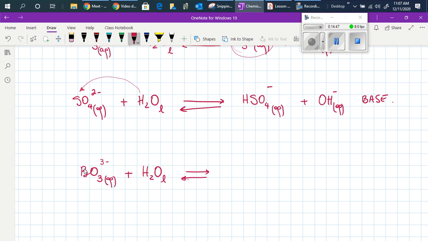Okay. So now what is happening here is one hydrogen is stolen by the O3, and hydrogen is positive, so it will be +1. Then this turns out to be HPO3 2 minus, because -3 + 1 is 2 minus in aqueous solution, plus OH hydroxide, and this will be a base.